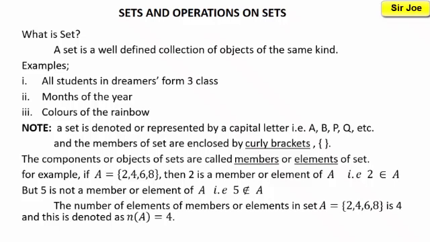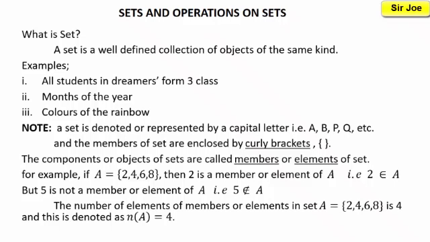The symbol you see there is what we call 'element of' a set. But we can also say that 5 is not a member or element of A. You can all agree with me that there is no 5 in the set A. Therefore, 5 is not an element of A, and it is also denoted by that symbol over there.